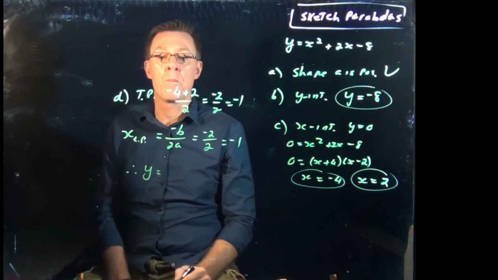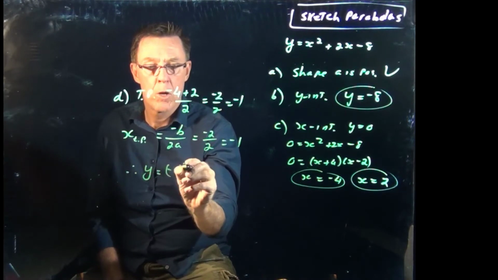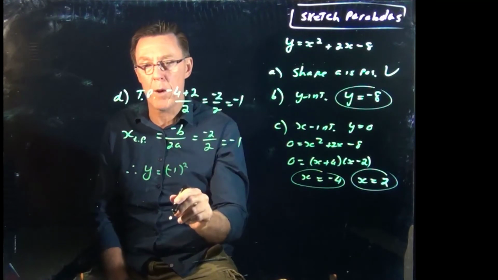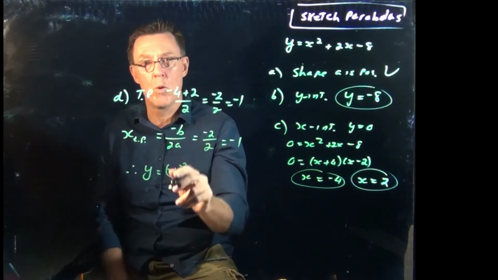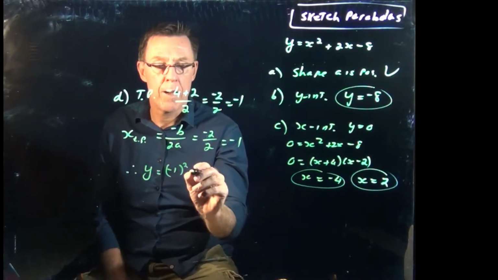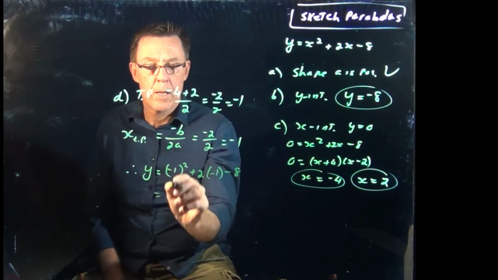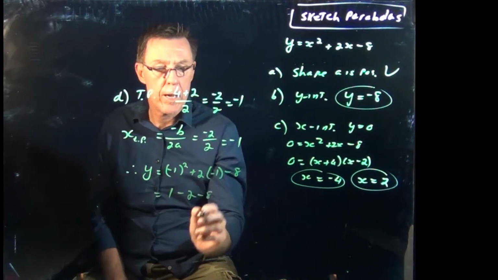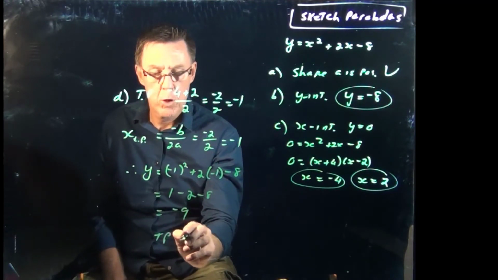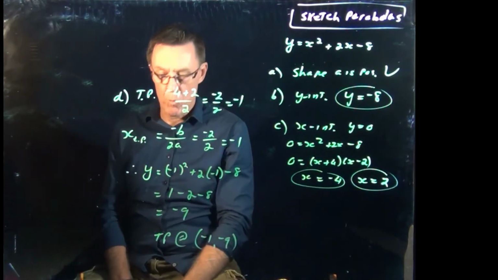So since we want the coordinates of the turning point, we have the x-coordinate, we now need the y-coordinate. So it's x squared, so it's going to be -1 squared. Notice how I put it in brackets. Whenever dealing with negative numbers, please always put them in brackets. When typing into your calculator, please always type them inside brackets. It just saves making mistakes. If you don't, eventually you will get some mistakes happening. So that's 1 minus 2 minus 8. That is equal to -9. So the turning point is at the coordinates -1, -9. Wonderful.